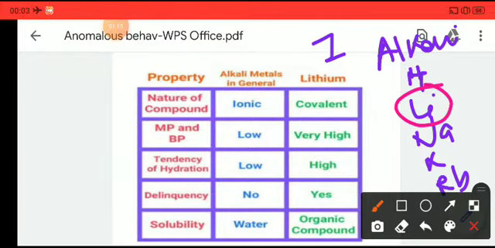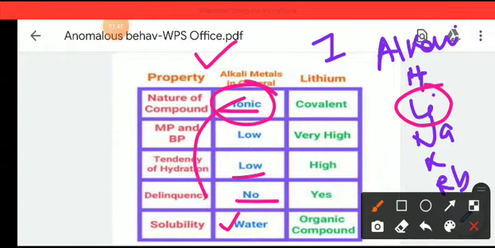All of these alkali metals, apart from hydrogen, because hydrogen is not a metal, that is sodium, potassium, rubidium, cesium and francium, show some characteristics. So what are the characteristics of alkali metals? They are ionic, their melting point is low, their tendency of hydration is low, and their covalent character is very much less. They are also soluble in water because they are ionic. As they are ionic, they are highly soluble in water. So all of these alkali metals show this kind of properties.